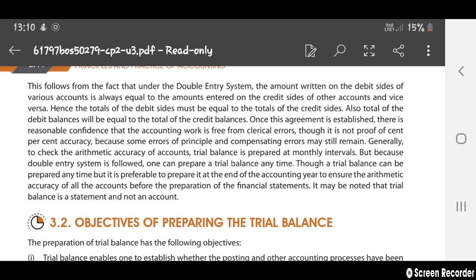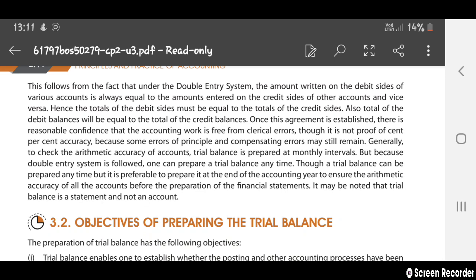The amount that is entered on the debit side of one account is equal to the amount entered on the credit side of another account, and vice versa. Hence, the total of the debit sides must be equal to the total of the credit sides. Also, the total of your debit balances will be equal to the total of your credit balances. If you have 1 lakh in your debit balance, then the credit balance should also be 1 lakh.